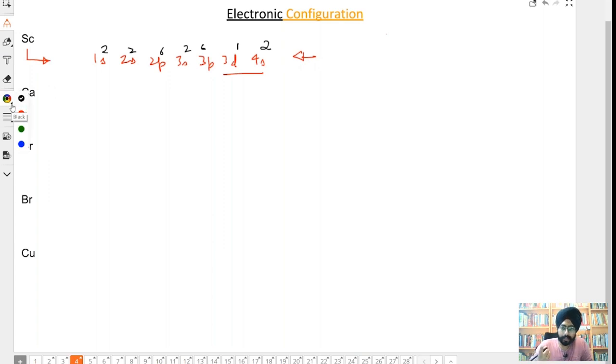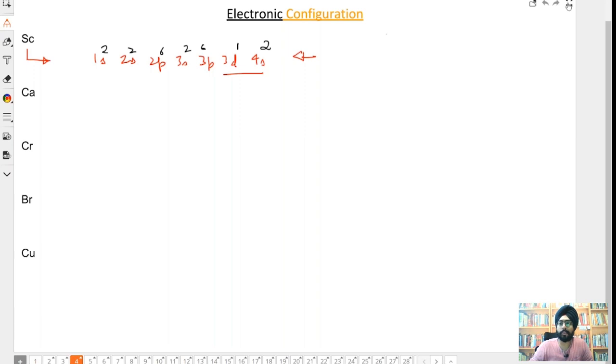Because when you ionize scandium, I know that you filled the last electron in the 3d orbital, but when you are taking away electrons, first you will take away the 4s electrons, then you will take away the 3d electrons. So whenever you are ionizing, the 4s electrons will leave first, and then the 3d electrons will leave. So this is a way to write the electronic configuration.